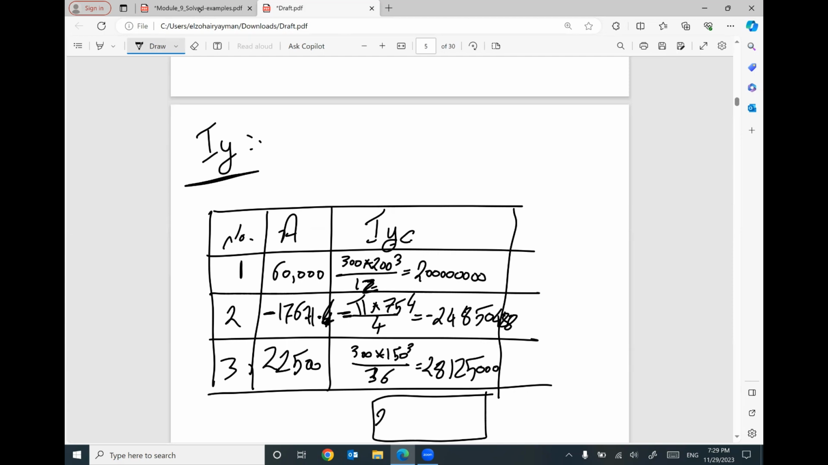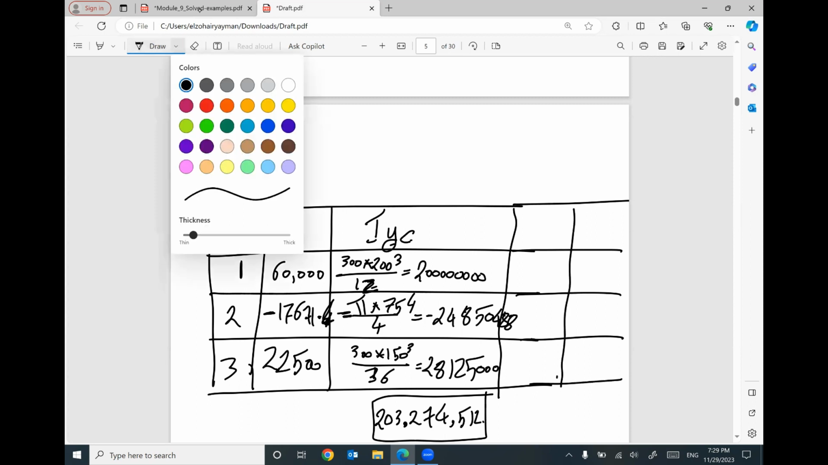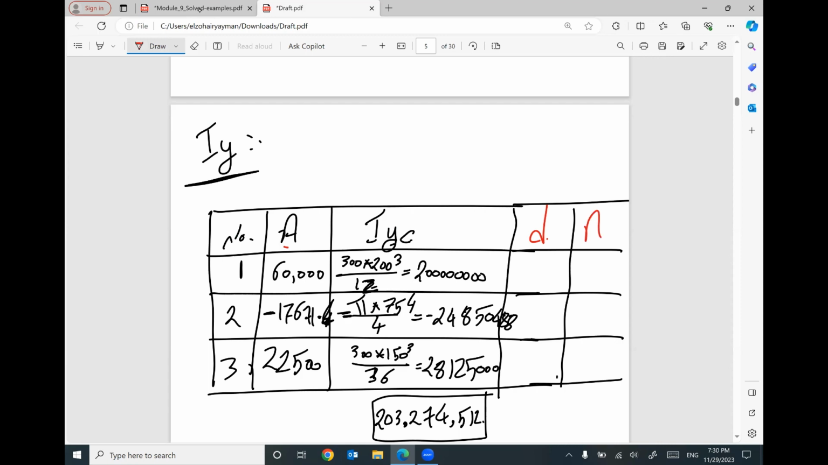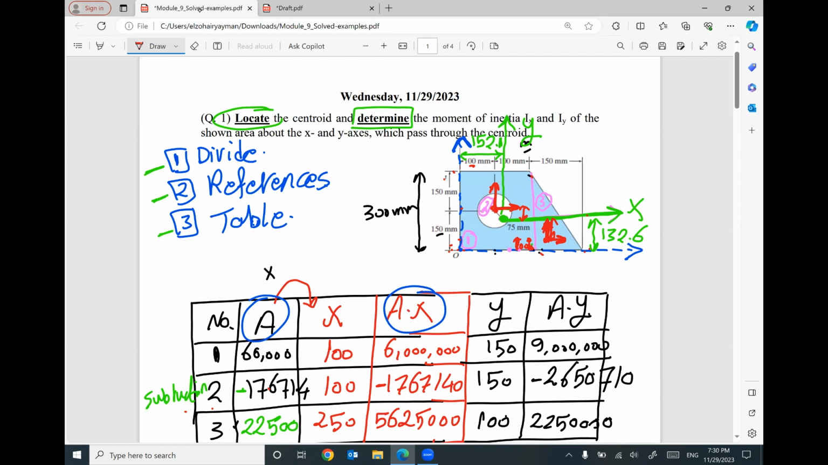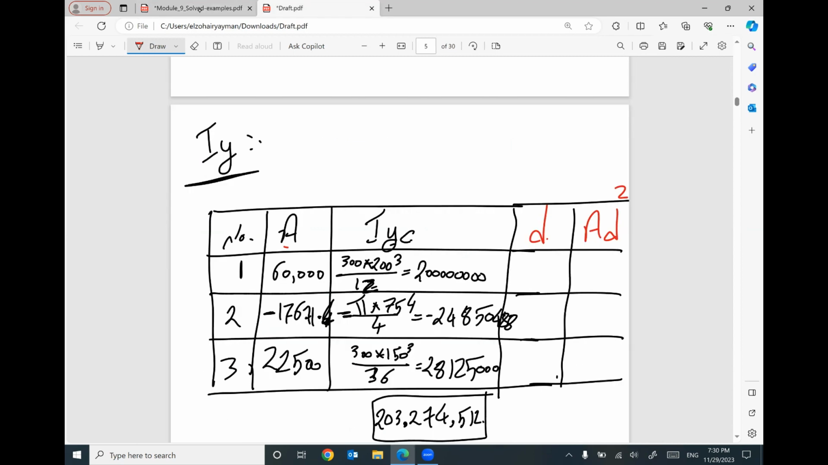It will be 203,274,512. Then I will add another 2 columns, one for distance d and then for area times distance squared. This distance is the horizontal distance between the assumed y-axis for each part and the actual y-axis for the whole area. You can subtract 150.1 minus 100. It will give you 52.1.